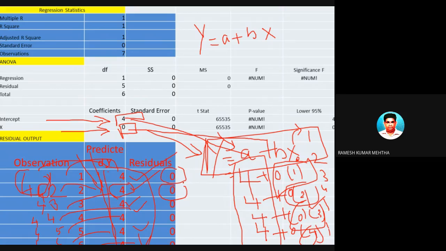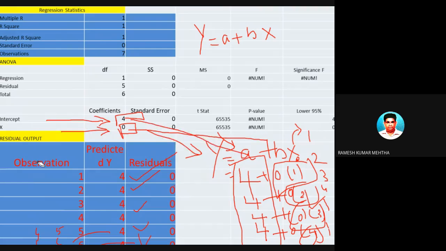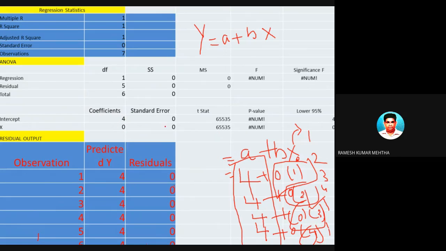Please remember how to calculate the residual. Observation: the actual value of y minus the predicted value of y. The formula for the residual value is equal to the actual value of y minus the predicted value of y. Please remember this. Okay, I will write it down and then show you once again. This is very important.